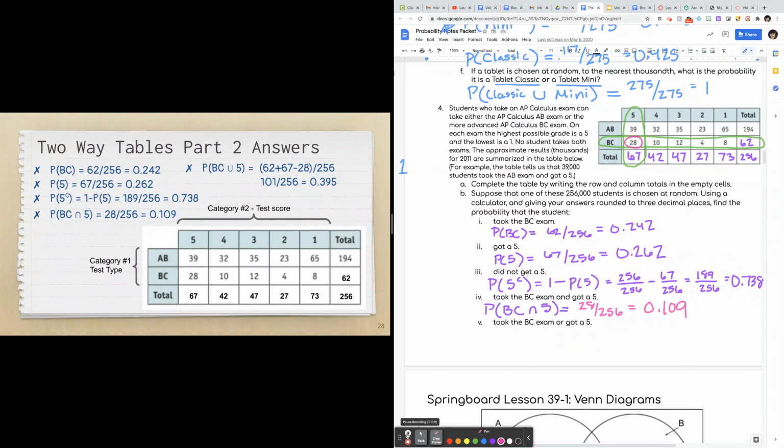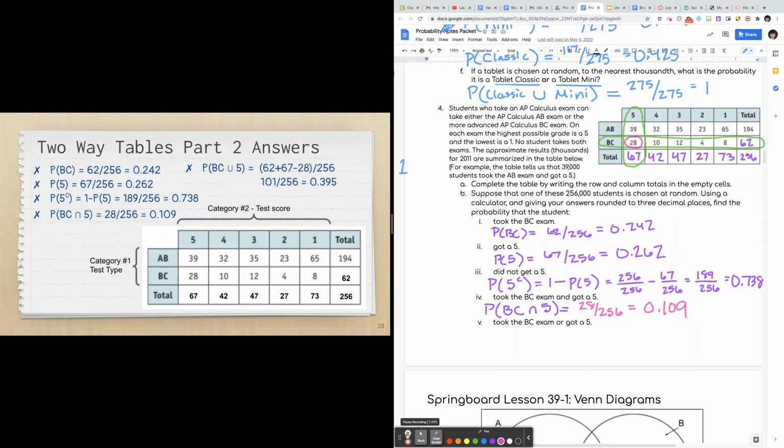And then I'm actually going to work the last one out for you by hand, live here. So you should have filled in all of your totals first. Your total number of BC tests taken was 62, and then the total in each score category went 67 in the 5 category, 42 in the 4 category, 47 in the 3 category, 27 in the 2 category, and then 73 in the 1 category. And then your total in the table was 256.